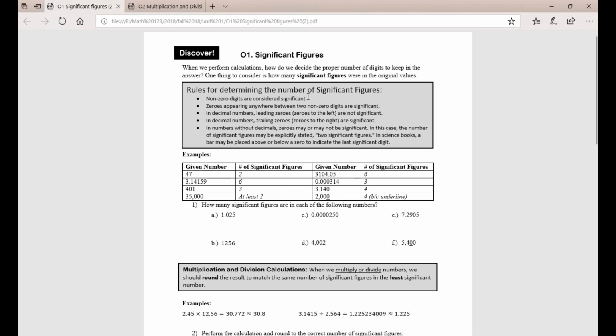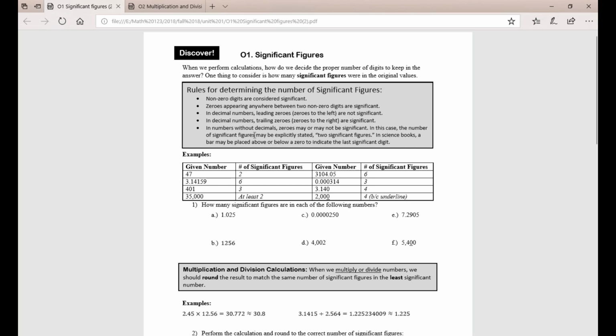Okay. Now, in decimal numbers, trailing zeros, in other words, zeros to the right, are significant. So when I have a decimal number such as this, 3.140, it is significant in a decimal number such as this because they actually went to the point to show that zero, that there was nothing after that. It ended in that 0 digit. So because they actually added that, all 4 of those would be significant figures.